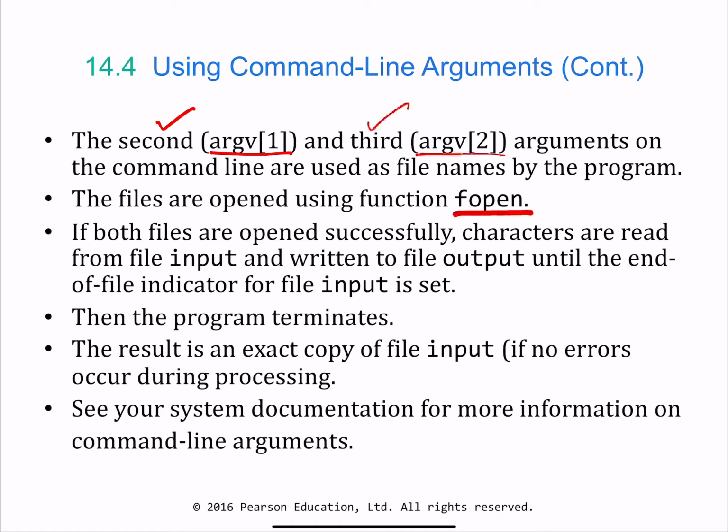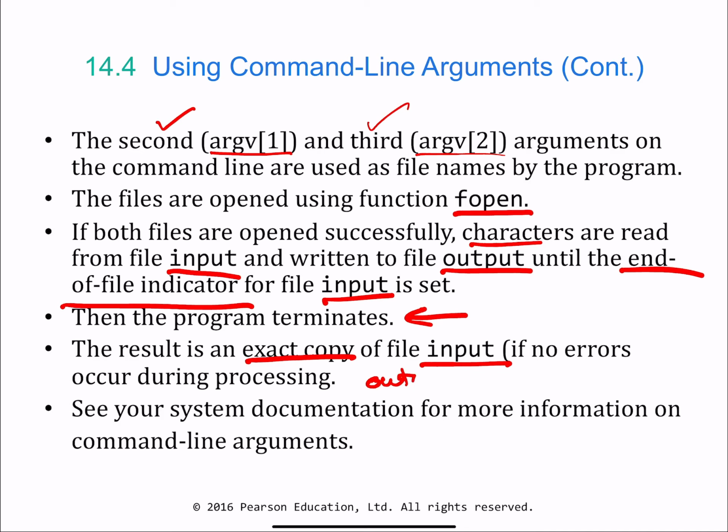And we're going to use the fopen function to open files, both input and output files. We're going to read from the input file character by character, and we're going to write each character into the output file until we get to the end of file indicator in the input file. And then we close the files, and that's the end of the program. And the result will be an exact copy of the input file with whatever name we gave to the output file.